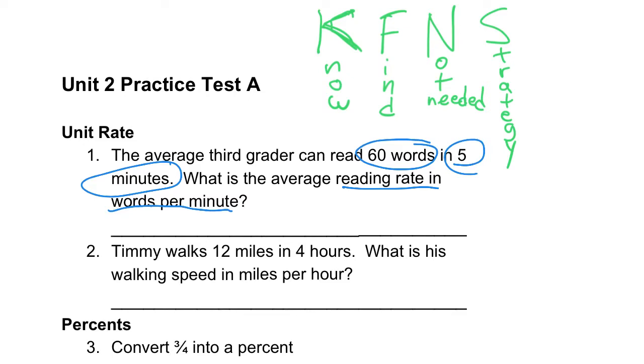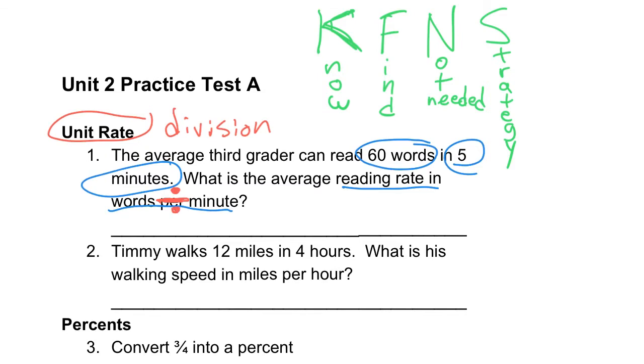When I see something per something, that's telling me that we're going to be using unit rate, right? I even labeled it here at the top of this practice test. It will not be labeled on the test. So I know it's unit rate. Unit rate is division, so you might want to just put division right up here. And the way we do that is we take that word per and turn it into a division sign.